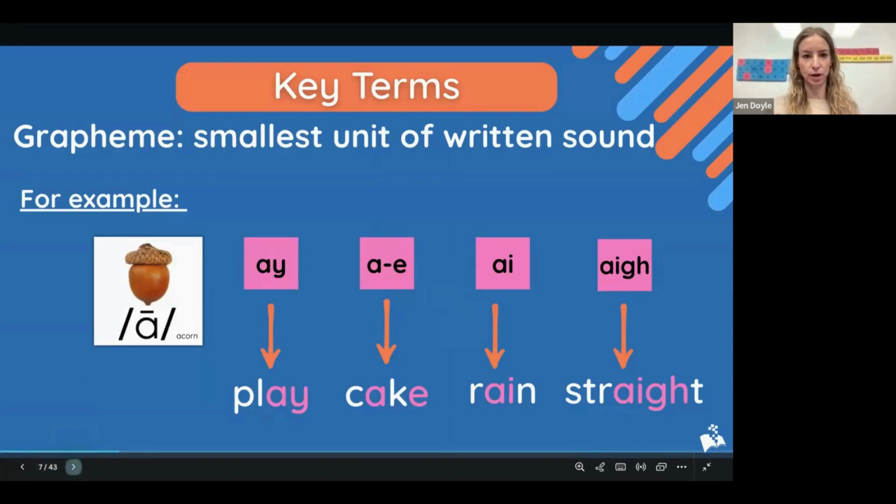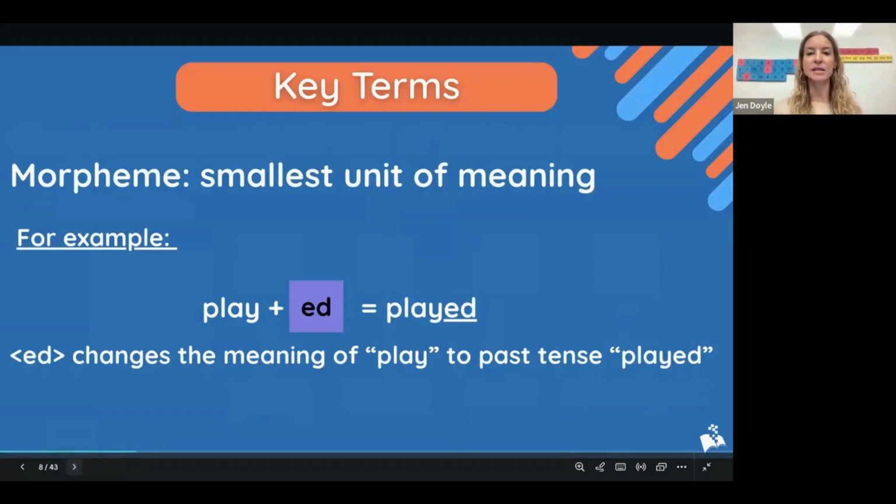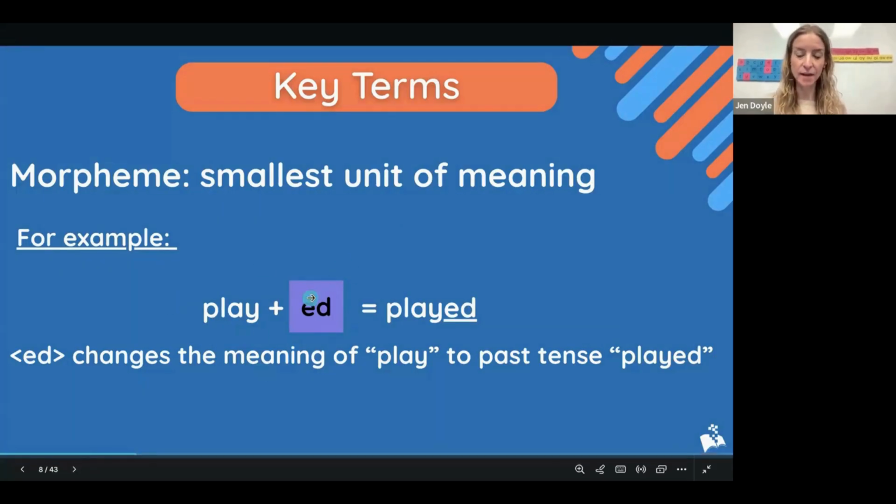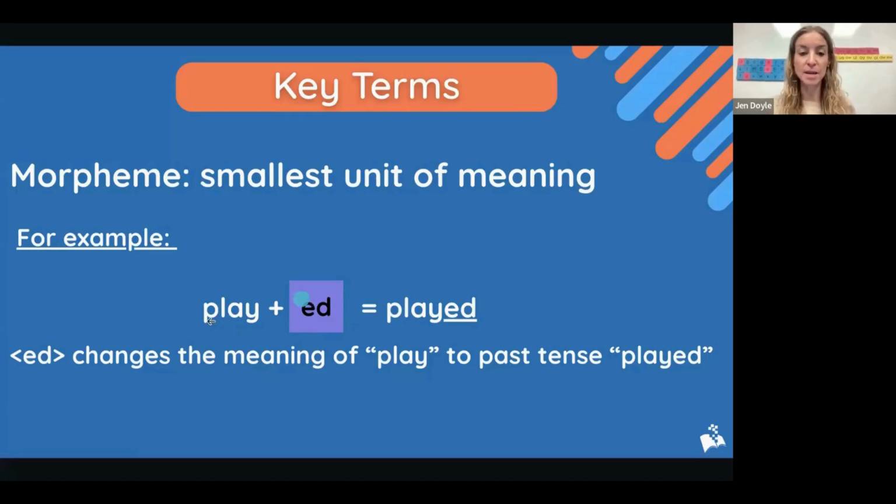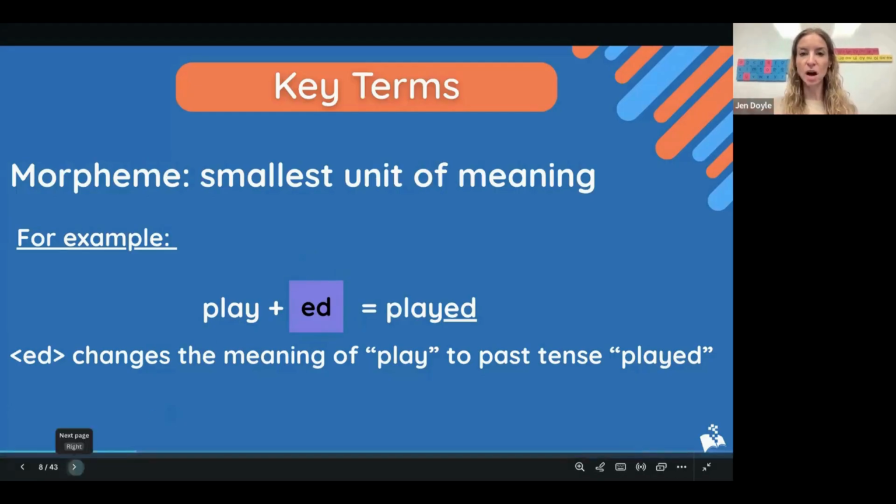And then the last key term is a morpheme, and that is the smallest unit of meaning. And often we think about a morpheme in the sense of a suffix, like in the word played. ED is that suffix. And what it's doing there is it's changing the meaning of the word play to played. So it's going from the present tense to the past tense. And so that is the morpheme ED. And it is the smallest unit of meaning in this word. So those are 3 key terms to really understand to get that foundation before we jump in.